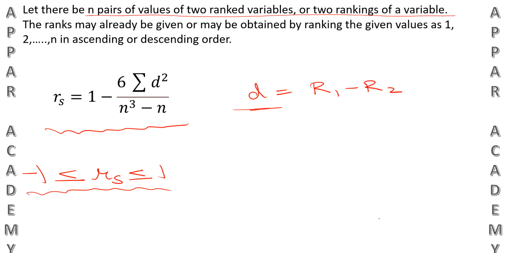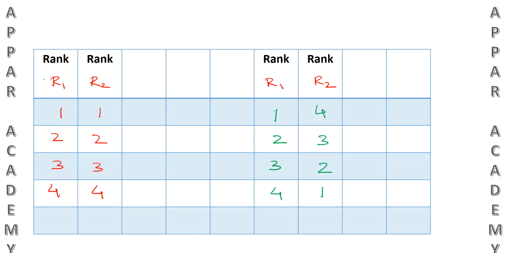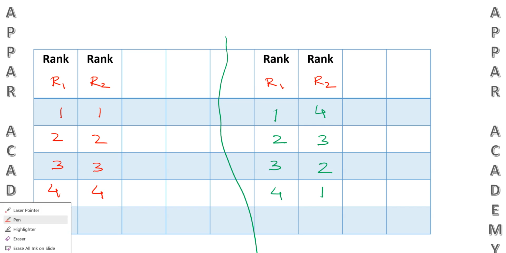So now let's see how this is actually true. Let's suppose we are given data where we have ranks. Let's consider first this half of the data, R1 and R2, where the ranks are such that if R1 is 1, then R2 is also 1. If R1 is 2, then R2 is also 2. If R1 is 3, R2 is also 3. And if R1 is 4, then R2 is also 4. Now let's find Spearman's rank correlation coefficient for the same.